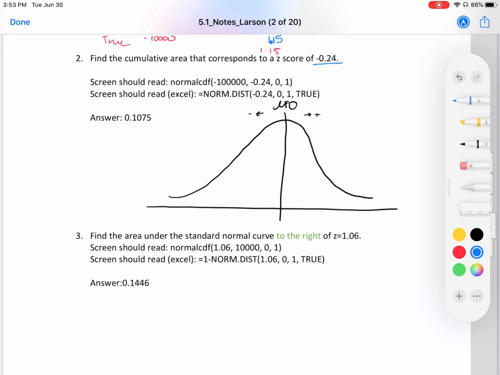So that's a really small z-score, right? Well, actually, not so much. If this is 0, it's between negative 1 and 0. So we have this value here, negative 0.24. We want to find the area from negative infinity to that stopping point. All right, here you have your calculations, and there is our answer.